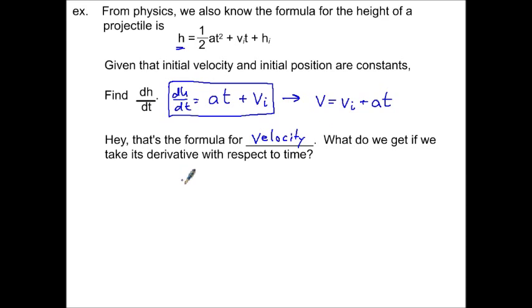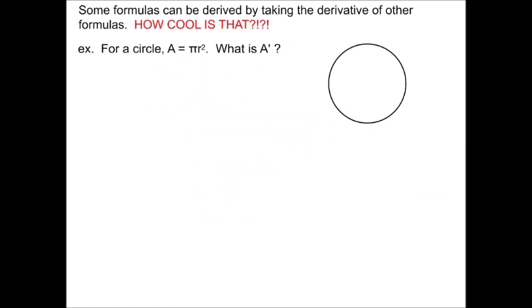So if I want dv over dt, the v sub I is going to go away, and then the at just becomes a. So the derivative of velocity is acceleration. Kind of nice how height versus velocity versus acceleration, one leads right into another through derivatives. I think that's pretty cool.